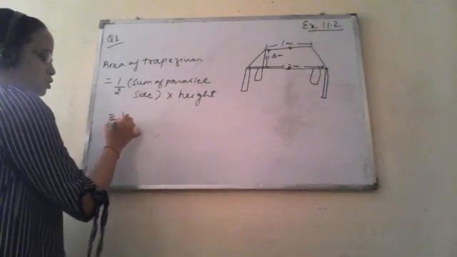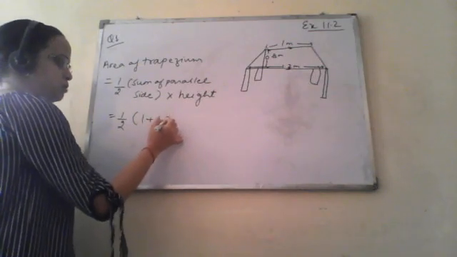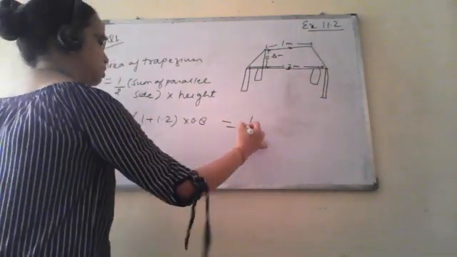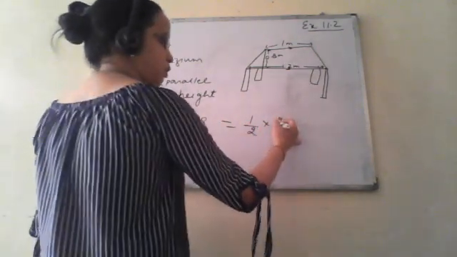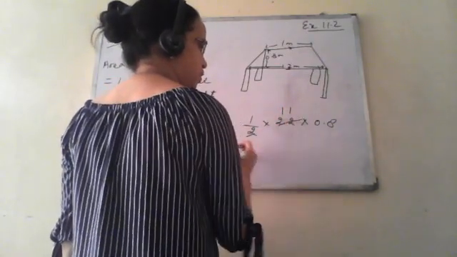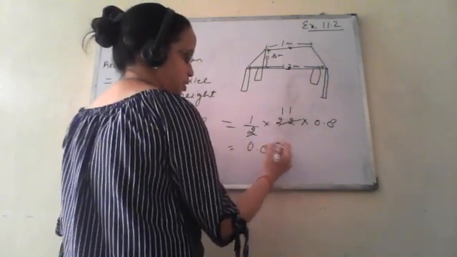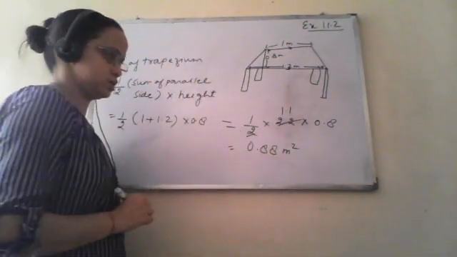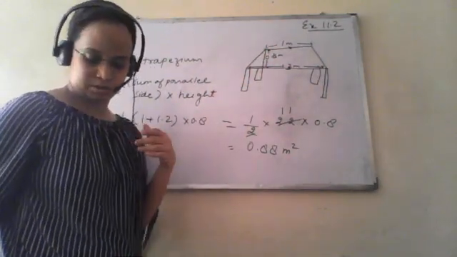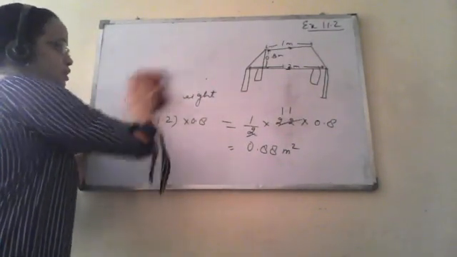So what is the sum of the parallel sides? This is 1 and 1.2. So this is 1 plus 1.2, into the height 0.8. This is 1 by 2 into 2.2 into 0.8. If we cancel out, this is 1.1 into 0.8, which is 0.88 meter square. So this will be the area of the trapezium, or the area of the surface of this table. Clear? Now next question.